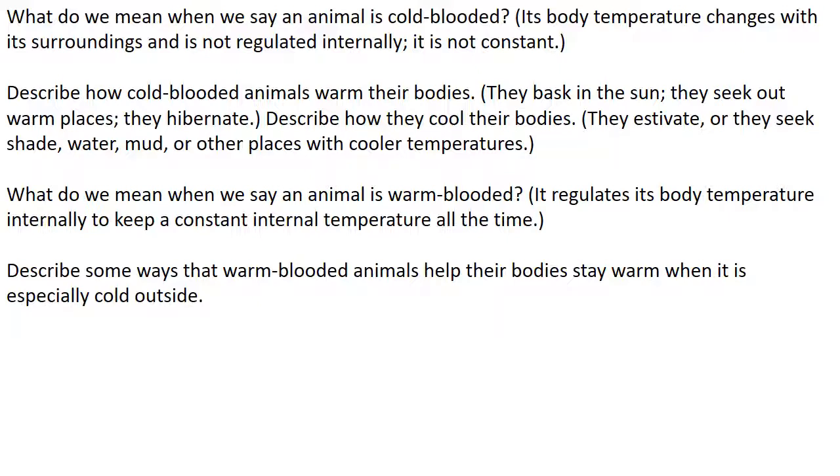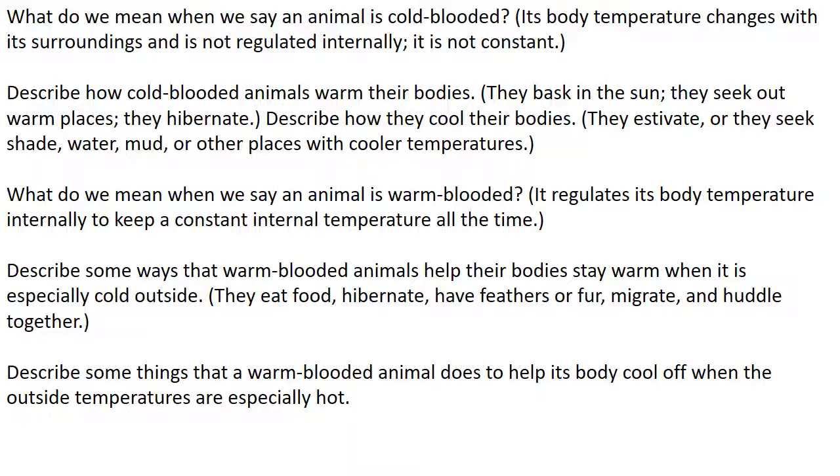Describe some ways that warm-blooded animals help their bodies stay warm when it's especially cold outside. They eat food, they hibernate, they have feathers or fur, migrate, and huddle together. Those are all good answers. Describe some things that a warm-blooded animal does to help its body cool off when the outside temperatures are especially hot. They sweat, they pant, they drink lots of water, or they go in the cool water. Very good. Makes you want to go swimming.